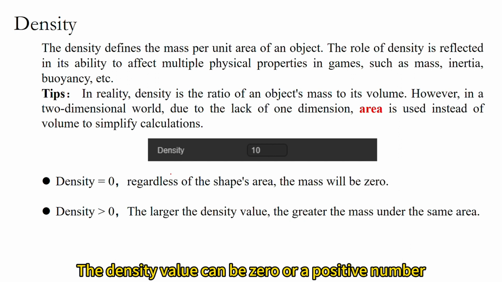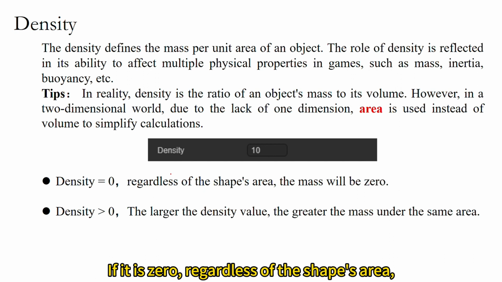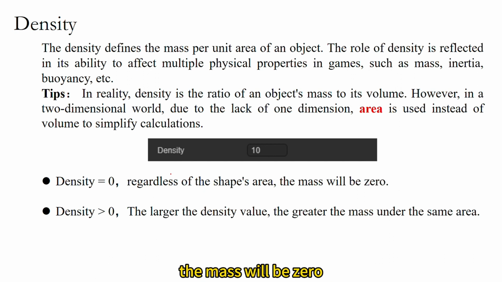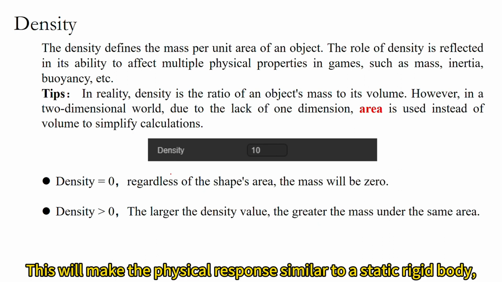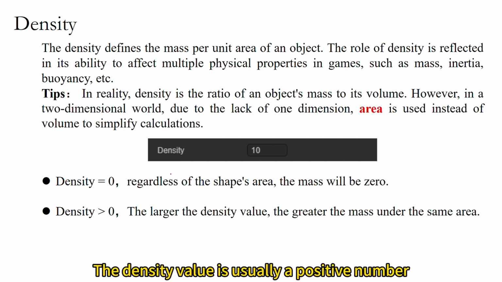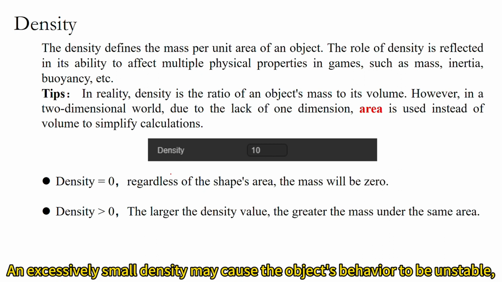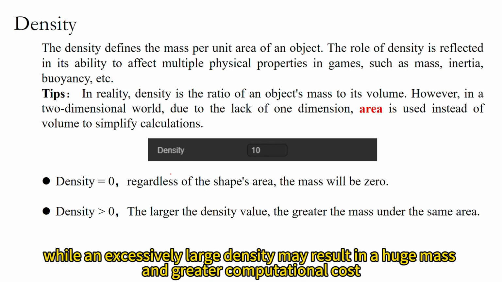The density value can be 0 or a positive number. If it is 0, regardless of the shape's area, the mass will be 0. This will make the physical response similar to a static rigid body, unaffected by external forces or gravity. The density value is usually a positive number. The larger the density value, the greater the mass under the same area. An excessively small density may cause the object's behavior to be unstable, while an excessively large density may result in a huge mass and greater computational cost.